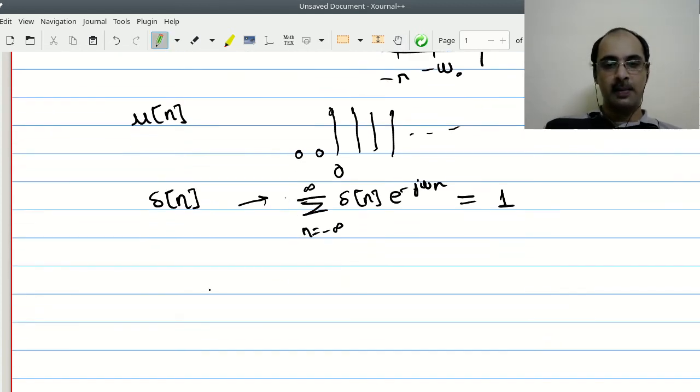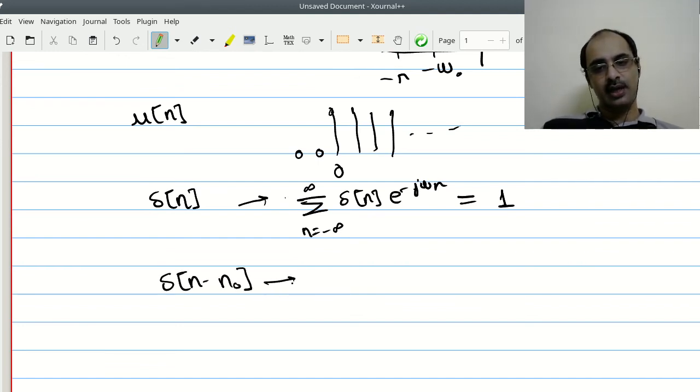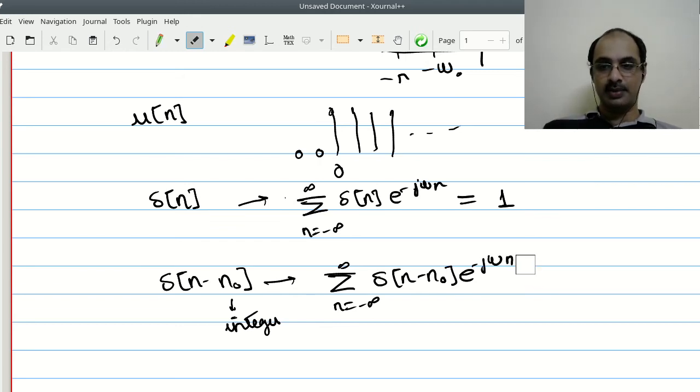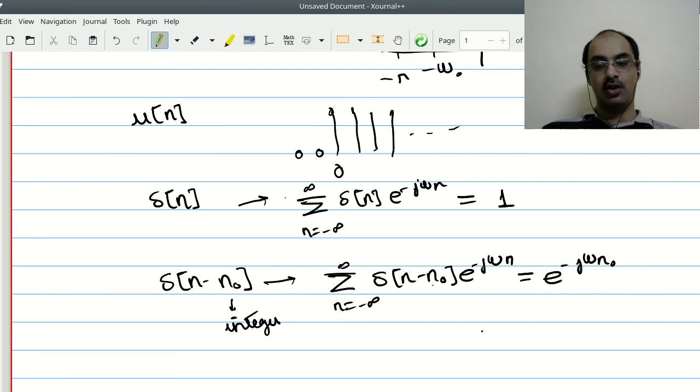Great. What about the shifting? Delta of n minus n naught. What do you get? You get summation n runs from minus infinity to infinity, delta of n minus n naught, e power minus j omega n. By the way, n naught is an integer, positive or negative doesn't matter. This is non-zero only when n is equal to n naught, and the result will be e power minus j omega n naught. Why? Because delta of n minus n naught is 0 for all values of n except n equal to n naught.